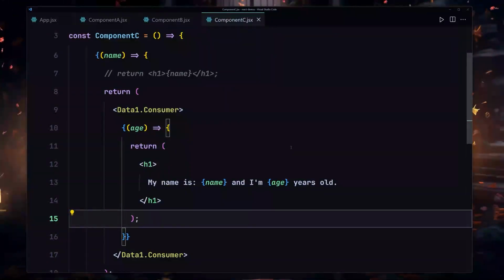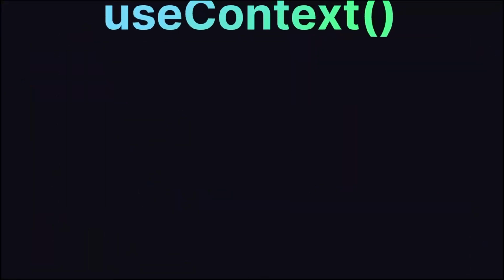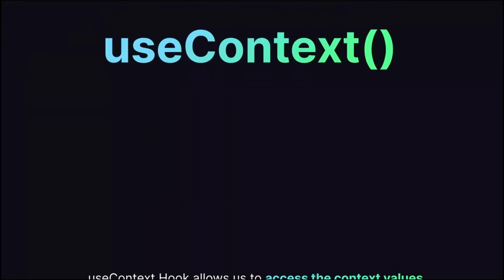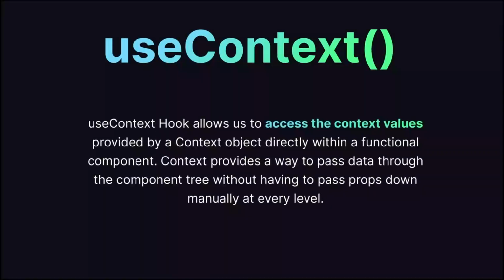So now let's discuss the useContext hook. Now let's talk about the useContext hook in React.js. The useContext hook allows us to access the context value provided by the context object directly within the functional component. Context provides a way to pass data through the component tree without having to pass props down manually at every level, something which we just saw a few seconds ago. So now we only care about the useContext hook, and now let's get into it.